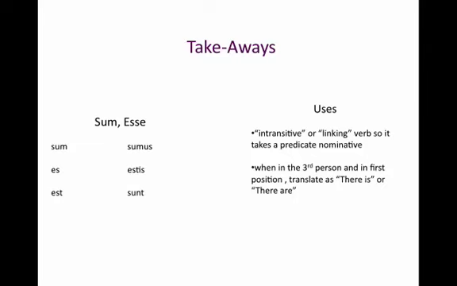Now that we've completed our lesson, let's talk about our takeaways. First of all, the most important thing to do is to memorize our verb sum esse. It is completely irregular, so you have to memorize these 6 forms, and you have to memorize their meanings. Also, let's remember how sum esse is used. Remember, it is an intransitive or linking verb, so it will never take the accusative case. Instead, it will take a predicate nominative. Also, remember when you have the third person of sum esse in the first position in a sentence, it's translated there is in the singular or there are in the plural.